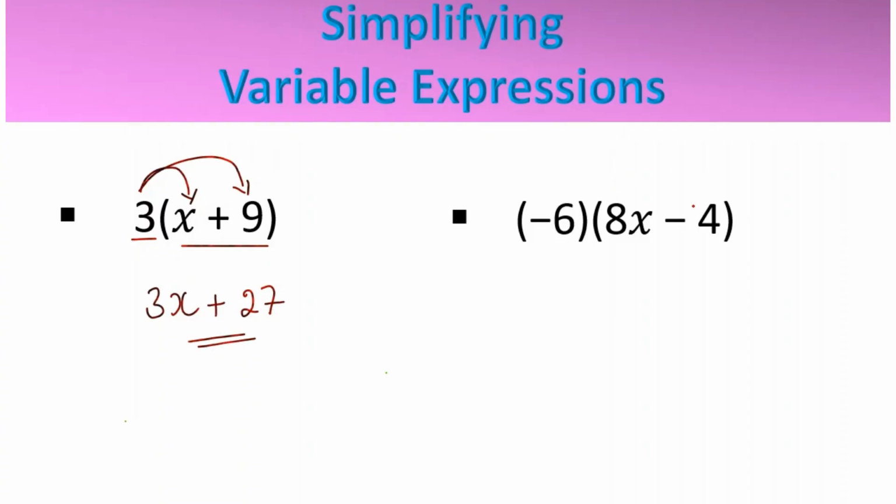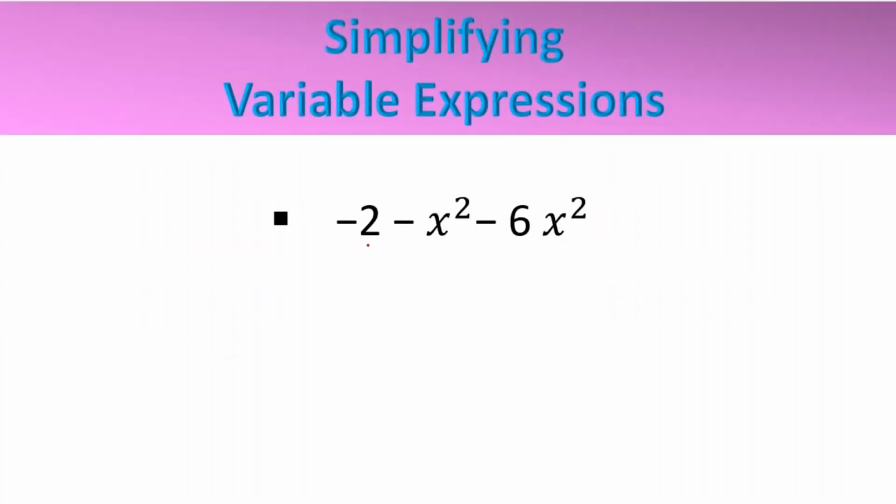Let us try with one more example. Negative 6 multiplied by (8x minus 4). You need to multiply negative 6 with all the terms inside the bracket. Negative 6 multiplied by positive 8x makes negative 48x. Here negative times positive makes negative. Similarly, negative times negative makes positive. 6 times 4 is equal to 24. Here as well, we don't find any like terms. Hence, the simplified expression is negative 48x plus 24.